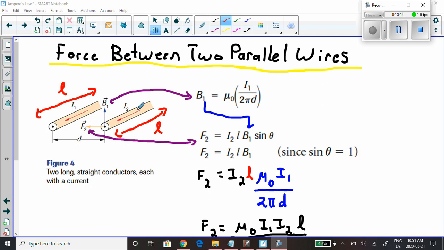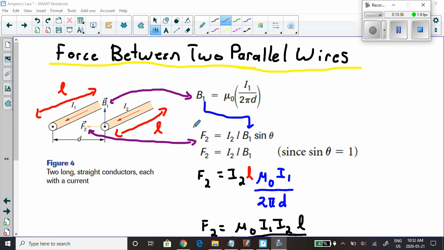Look, use your right-hand rule here. Your thumb is going to point along I2. Look at the arrow here. Your outstretched open-hand fingertips are going to point up the page, B1. Where's your palm? Your palm is pointing towards the other wire. So that's where we get the direction from.